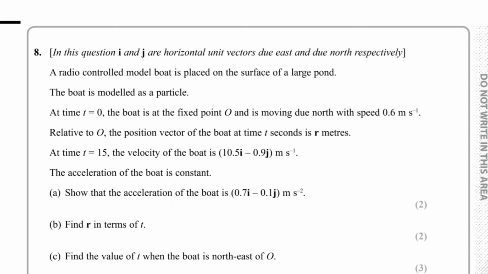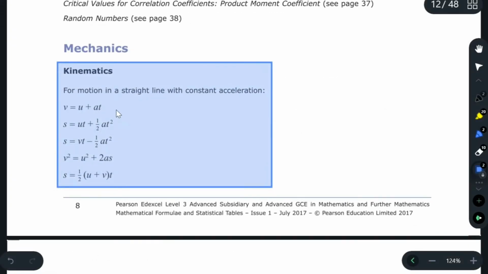The acceleration of the boat is constant, and for part A, we have to show that the acceleration of the boat is 0.7 i minus 0.1 j meters per second squared. For this question, we have to use the SUVAT equations because we've got constant acceleration. We've been given a time, we're finding the acceleration, and we've been given an initial velocity and a final velocity, so it makes sense to use v equals u plus at.